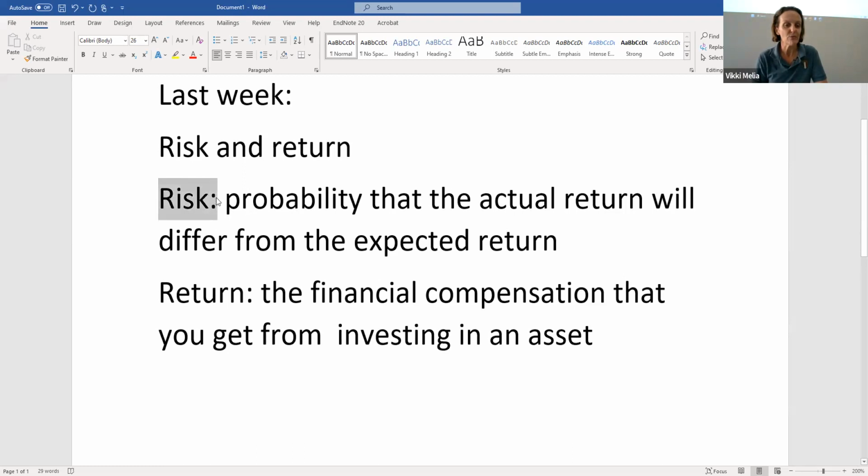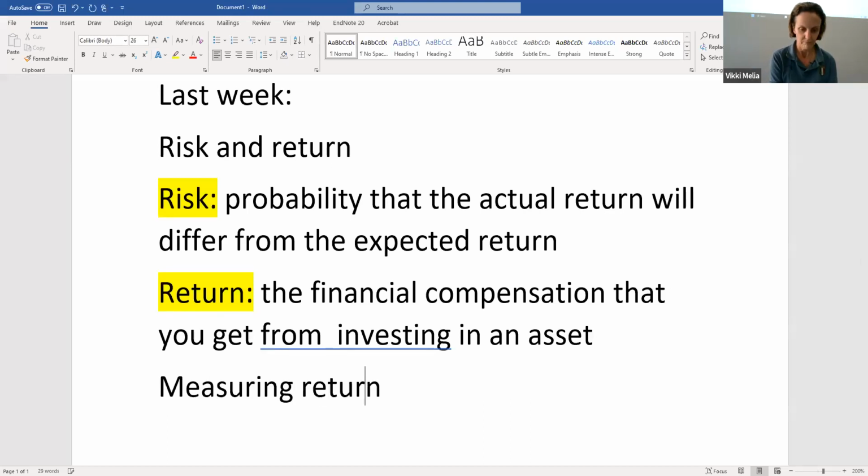So we talked about risk and return, and we talked about how we can measure this concept of return, the financial compensation. We looked at measuring return as the total dollar return from investing in an asset. We also looked at the total percentage return. And I remember saying last week, in finance, we more commonly measure return as a percentage, as a rate of return.